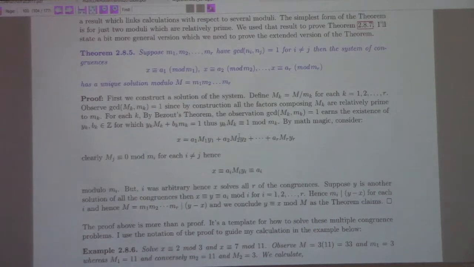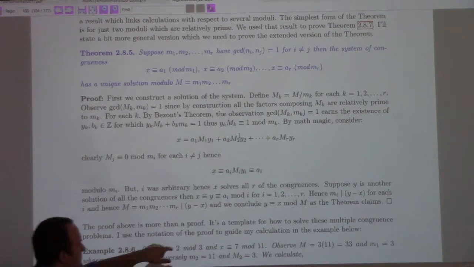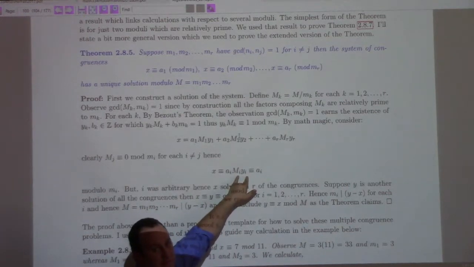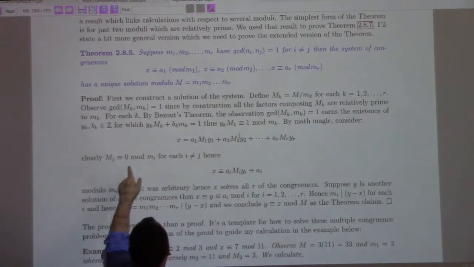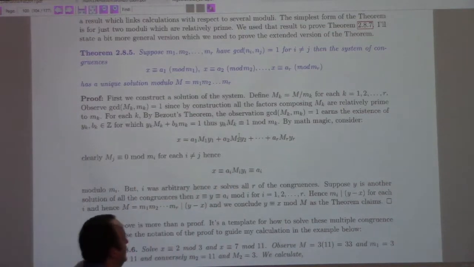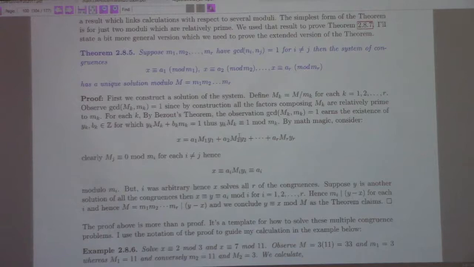And it's easy enough to see that, because if you look at this and you consider it mod m_i, what happens? Well, the M_j's are 0 except for j equals i. So that makes all of this just truncate down to x, a_i M_i y_i, and that's going to be congruent to, why do these cancel? By construction, y_i was the inverse of M_i mod m_i. So that's just a_i again, and there you go. But i being arbitrary, that shows you that it solves all the congruences at once.